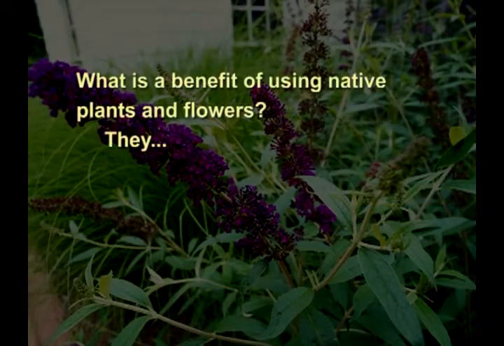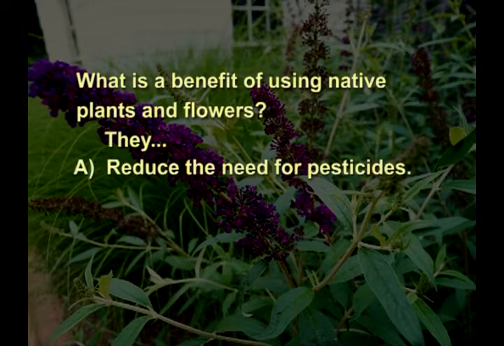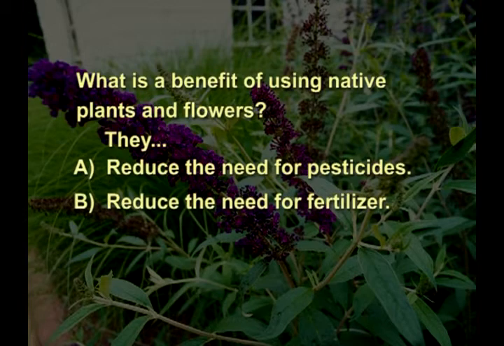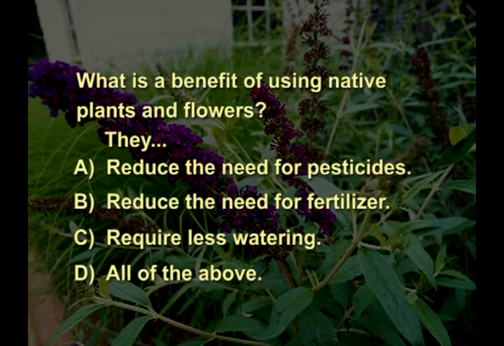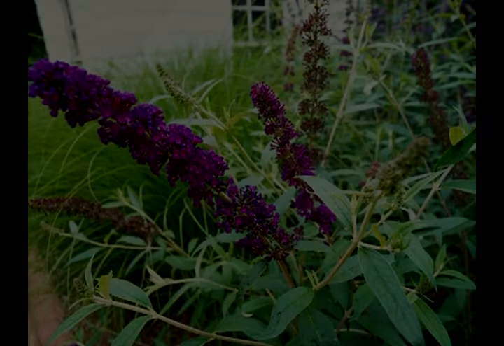What is a benefit of using native plants and flowers? They A. Reduce the need for pesticides, B. Reduce the need for fertilizer, C. Require less watering, D. All of the above. The answer is D. All of the above. Native plants and flowers are better adapted to the climate and require less care.